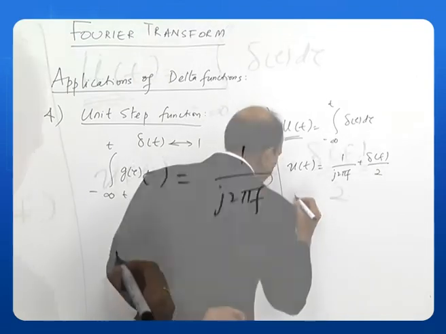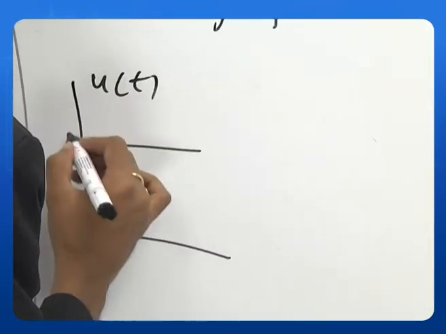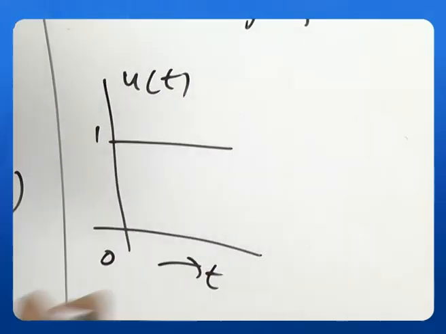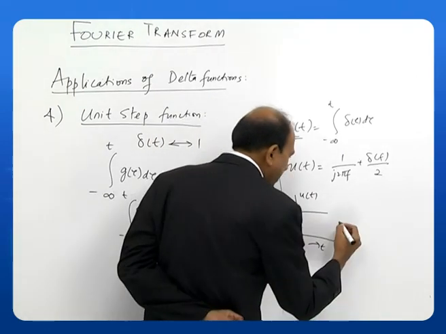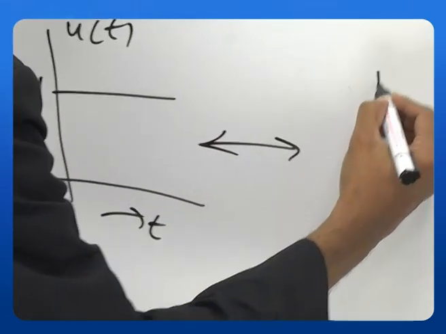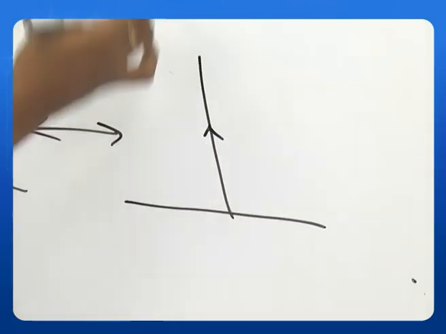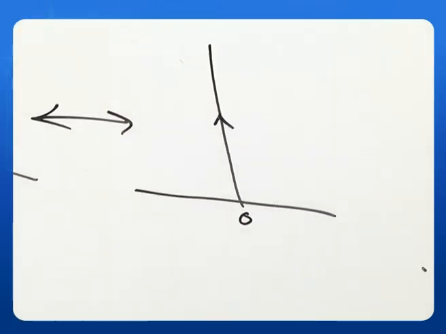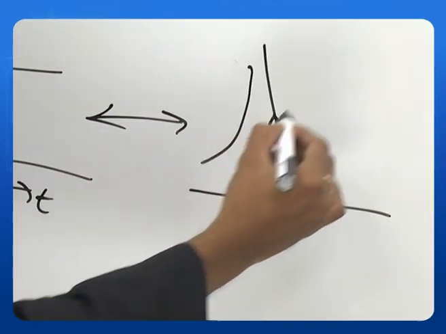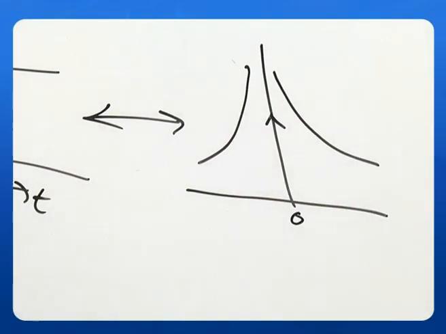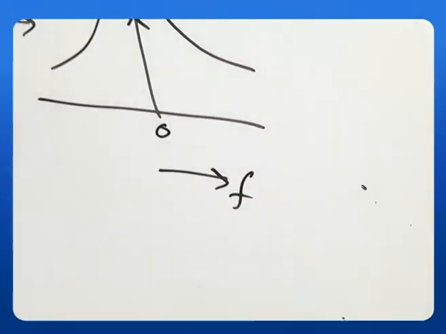So, u of t, as you are aware, this is a positive function. So, this will be like this. This is u of t for us. This is 1 and this is t. Okay. The frequency domain spectrum will be like this. Okay. There exists a delta function at 0. So, we have put a delta function here, and then 1 by j 2 pi f is something like this. So, this is the frequency domain representation of a unit step function.